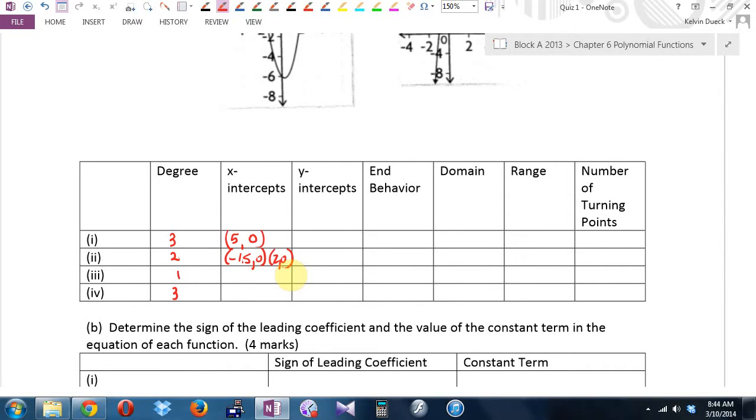X-intercepts for the third one. Is that (6, 0)? Maybe (7, 0). I'm going to go with (6, 0), I hope. If you said (7, 0), I'd take it. X-intercepts of the fourth one. There I'll go with (-1, 0) and (3, 0).